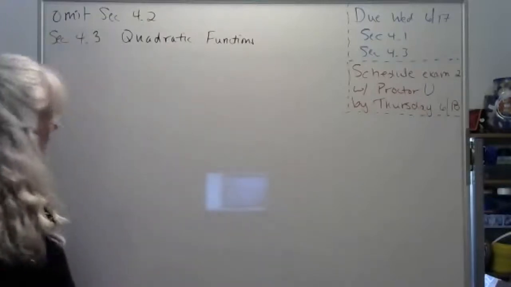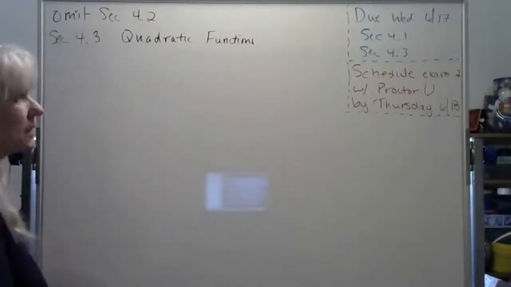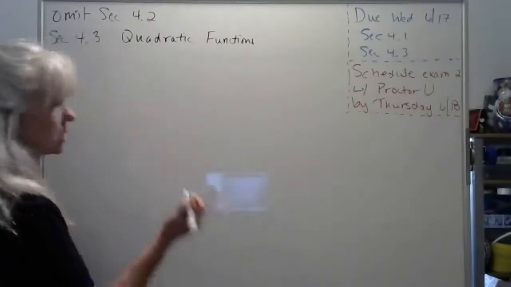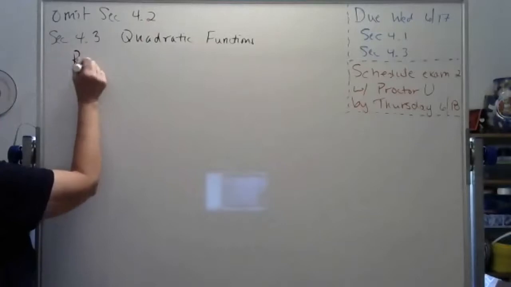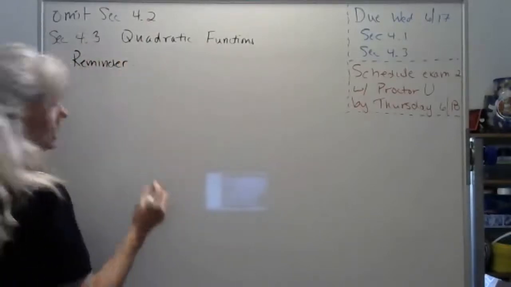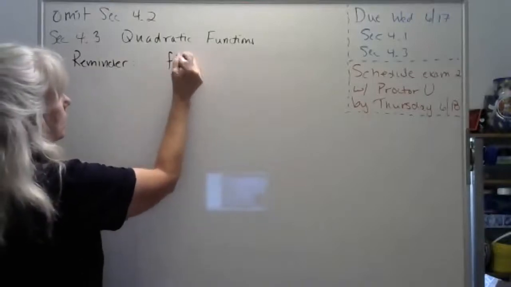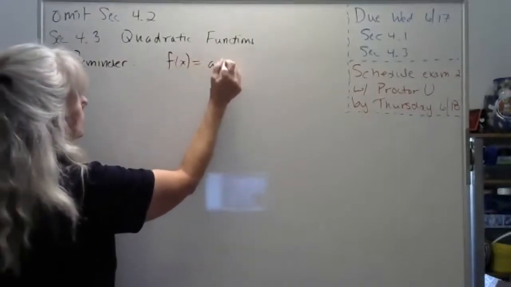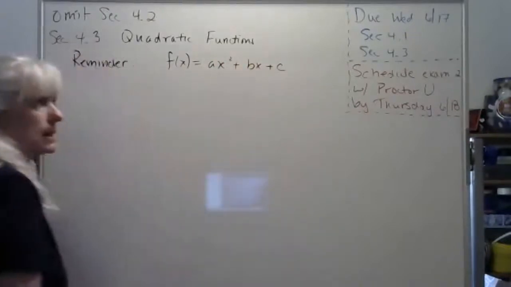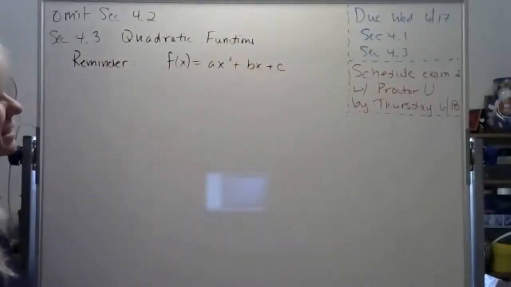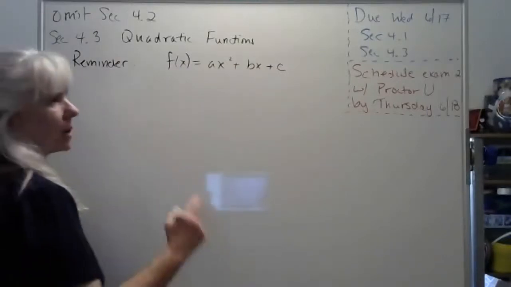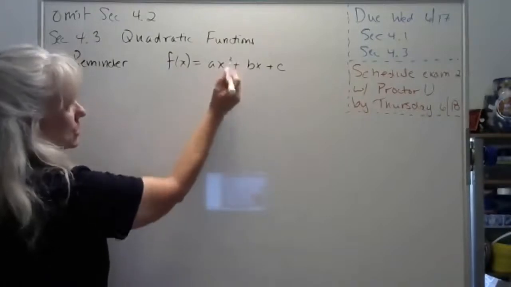What we're going to talk about today is section 4.3, specifically quadratic functions. We've already worked with some quadratic functions, so just a reminder of what a quadratic function is. That would be something along the lines of f(x) = ax² + bx + c. That's technically considered the standard form. I wouldn't get too hung up on the words though. The key is that you see an x squared.